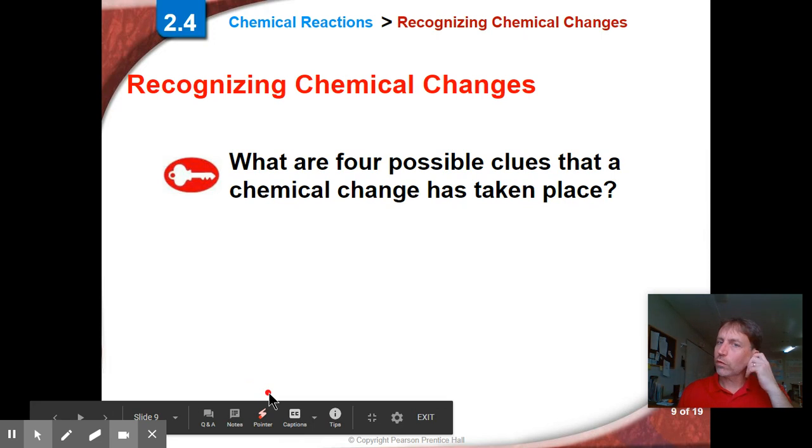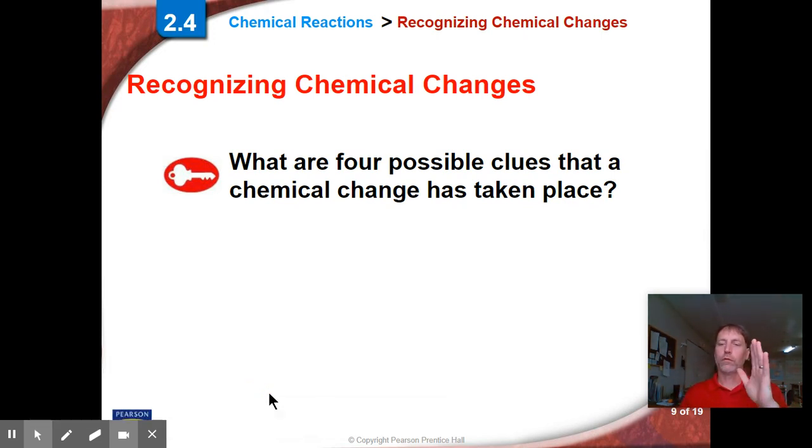So there are 4 clues. I want you to think about those for a second as I say them. 4 clues that'll tell you that a chemical reaction or a chemical change has taken place. So think about all the chemical reactions you've seen in your life, from science classes to when you've eaten some food, or you might see a fire happening or something like that. What are some clues that a chemical reaction or chemical change has taken place? Think about that for a moment. Even pause the video if you want.